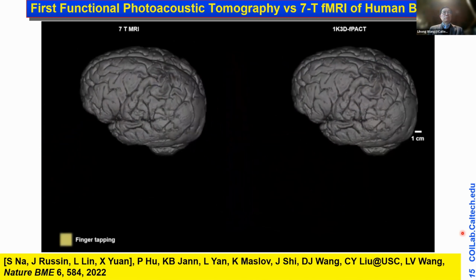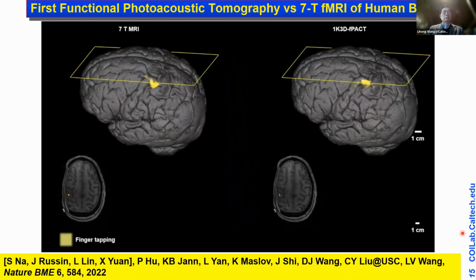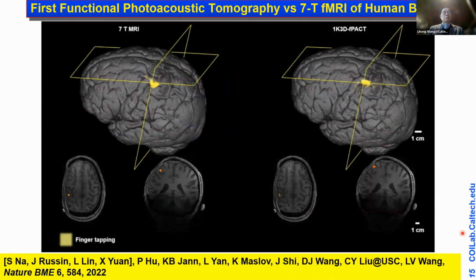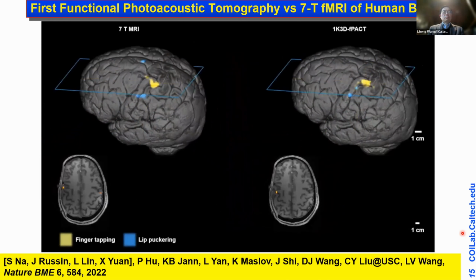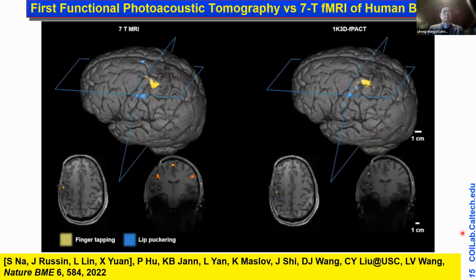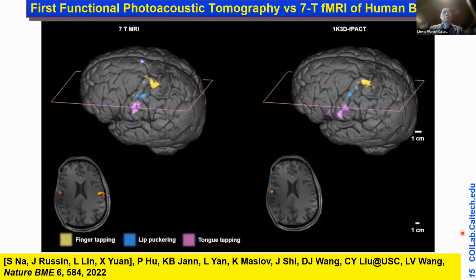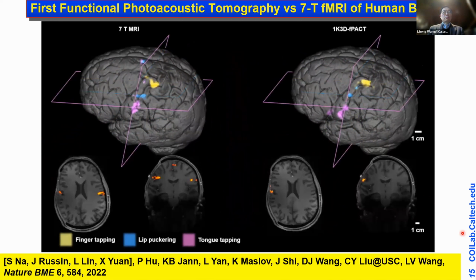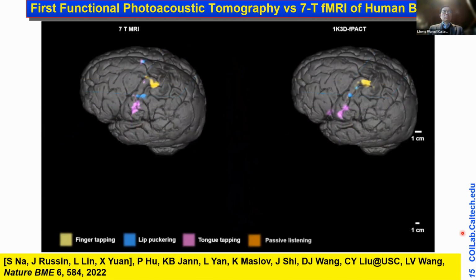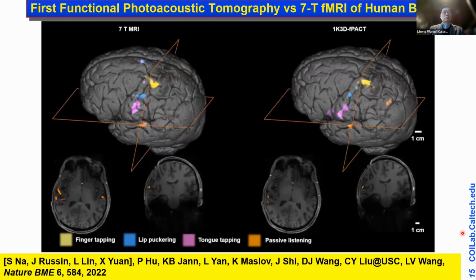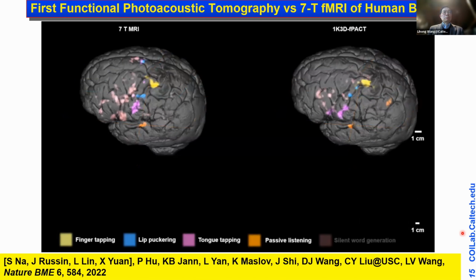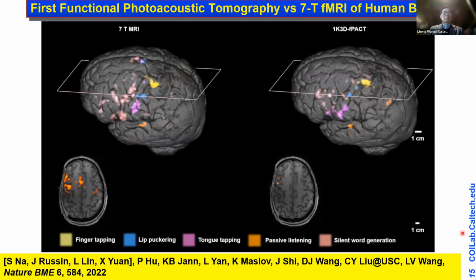Individual functions are then flashed in, starting with finger tapping. Axial and coronal images through the area of interest are introduced below. Next, lip puckering, tongue tapping, passive listening, and silent word generation.